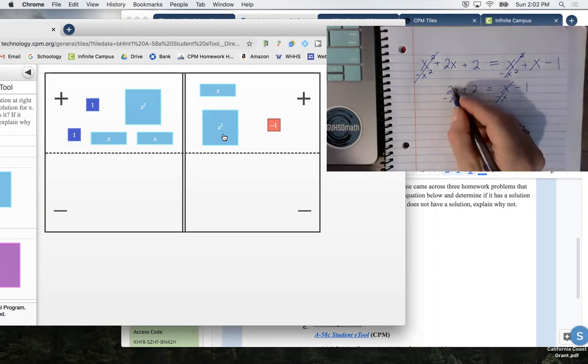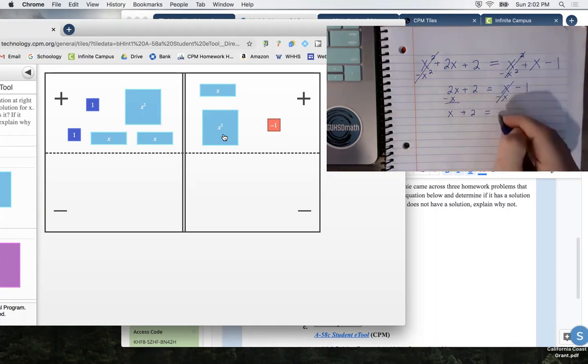Okay, so if I do 2x minus x, I end up with x plus 2 is equal to negative 1. And now I'm going to subtract the 2, minus 2, to this side to get that on the other side. And I end up with x is equal to negative 1 minus 2, which is negative 3.